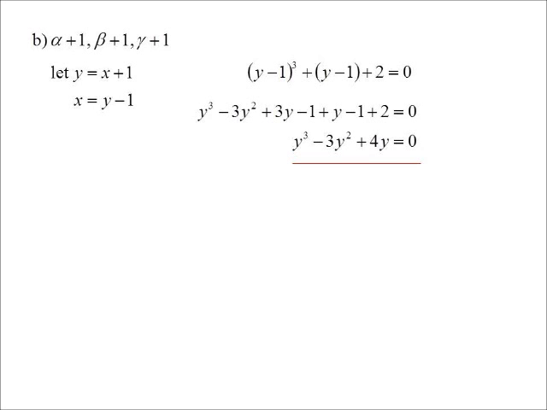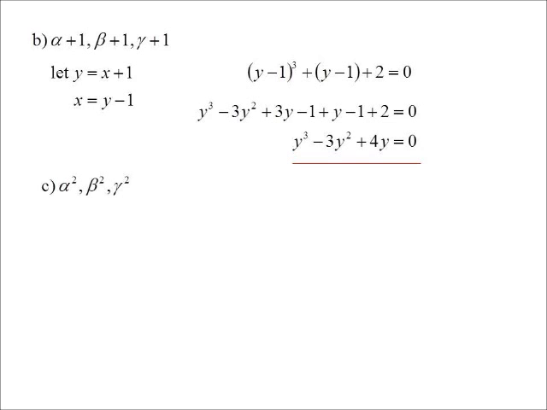The interesting thing here is I now know a solution to the original equation straight away. y equals 0 is a solution to this equation. Remember, the roots of this equation are the roots of the old equation plus 1. So if 0 is a solution to this new equation, then a solution to the old equation must be negative 1. You can get lucky like that, and that can help you solve equations sometimes.